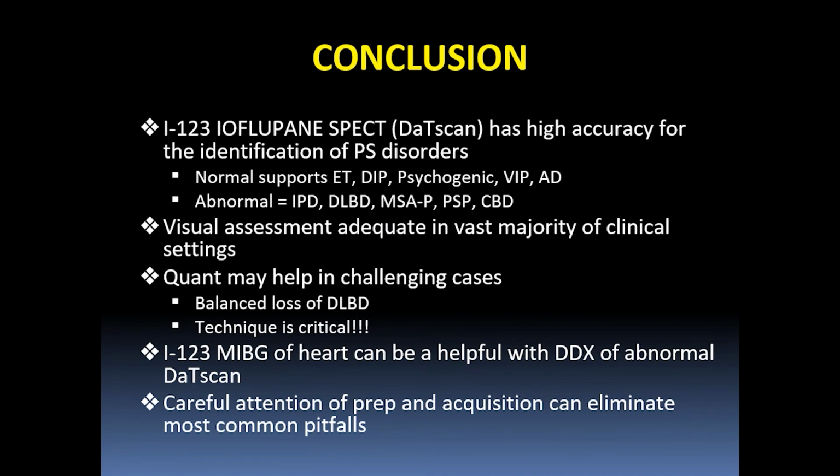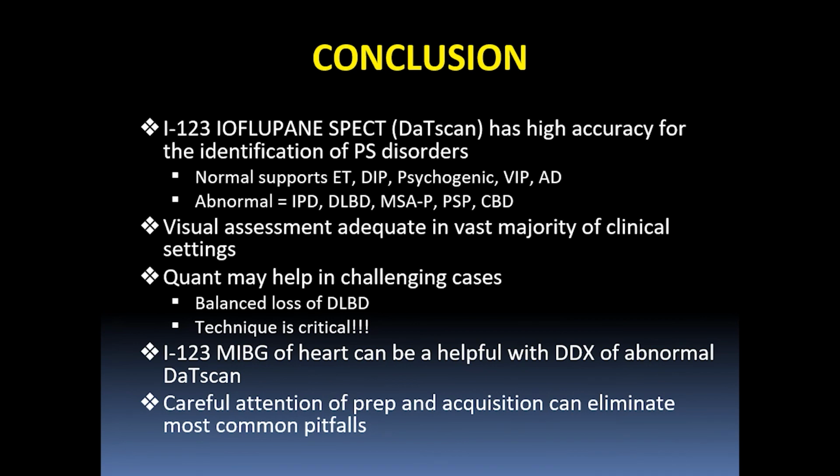So in conclusion, DATSCAN has high accuracy for the identification of Parkinsonian disorders. A normal scan supports the diagnosis of things such as essential tremor, drug-induced Parkinsonism, psychogenic disease, and sometimes vascular Parkinsonism. Also, if evaluating a patient with dementia, it supports the diagnosis of Alzheimer's instead of Lewy body dementia. When the scan is abnormal, it indicates the presence of one of the Parkinsonian syndromes. Like I've harped on, the visual assessment really will suffice in most cases. If your facility is performing quantitative assessment, it can help out on challenging cases such as one of balance loss that you can see with diffuse Lewy body dementia. But again, you have to be diligent about technique.